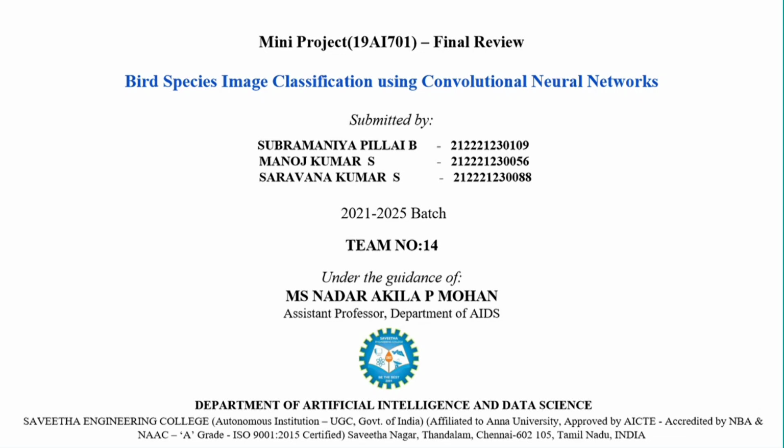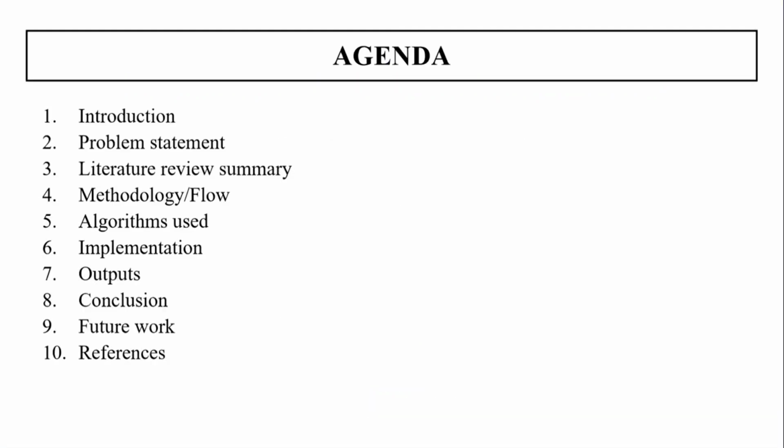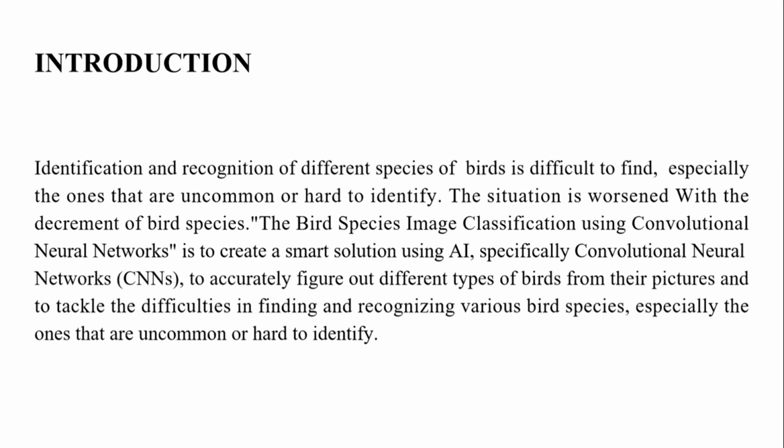Hey guys, today we are going to discuss the project Bird Species Image Classification using Convolutional Neural Networks. The main aim of the project is to develop an innovative solution that utilizes AI, specifically convolutional neural networks, for efficient and accurate classification of bird species based on their images. The project seeks to overcome the challenges of locating and identifying various bird species, especially those that are rare or difficult to predict.